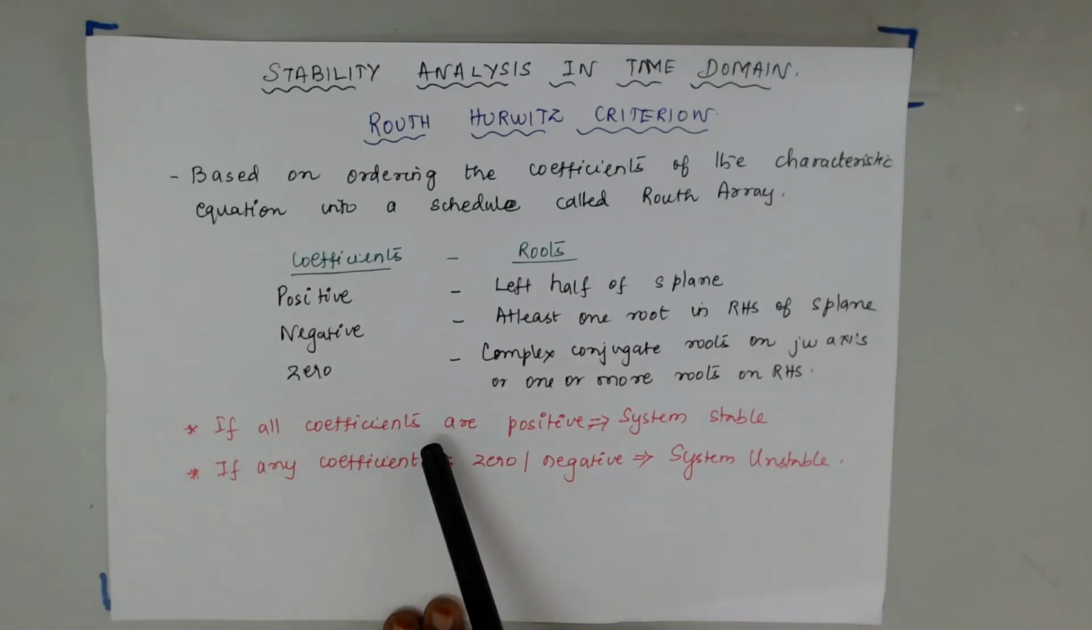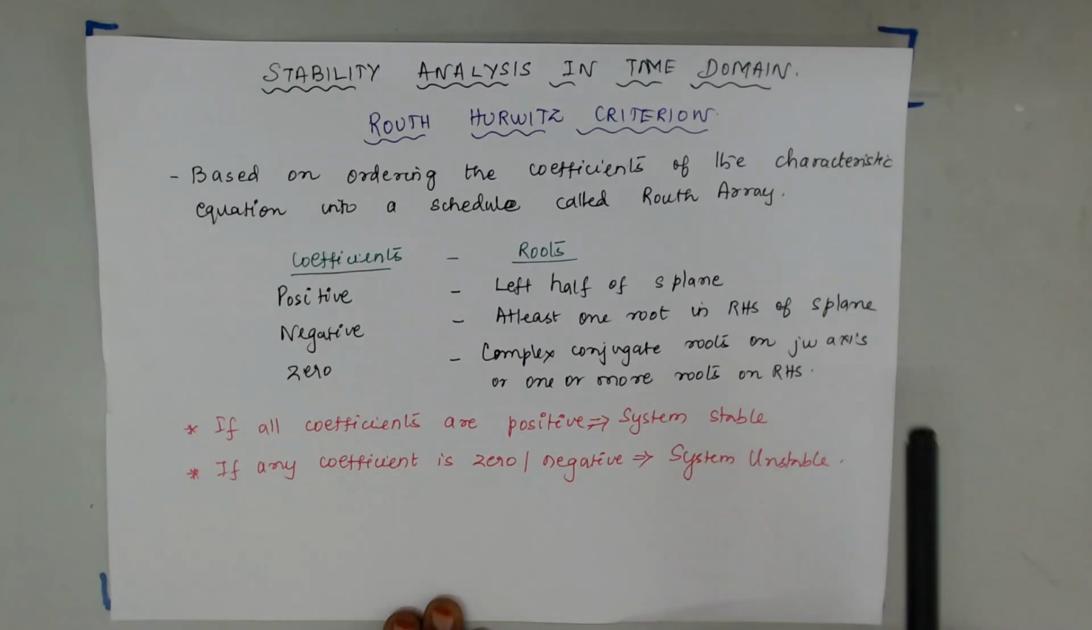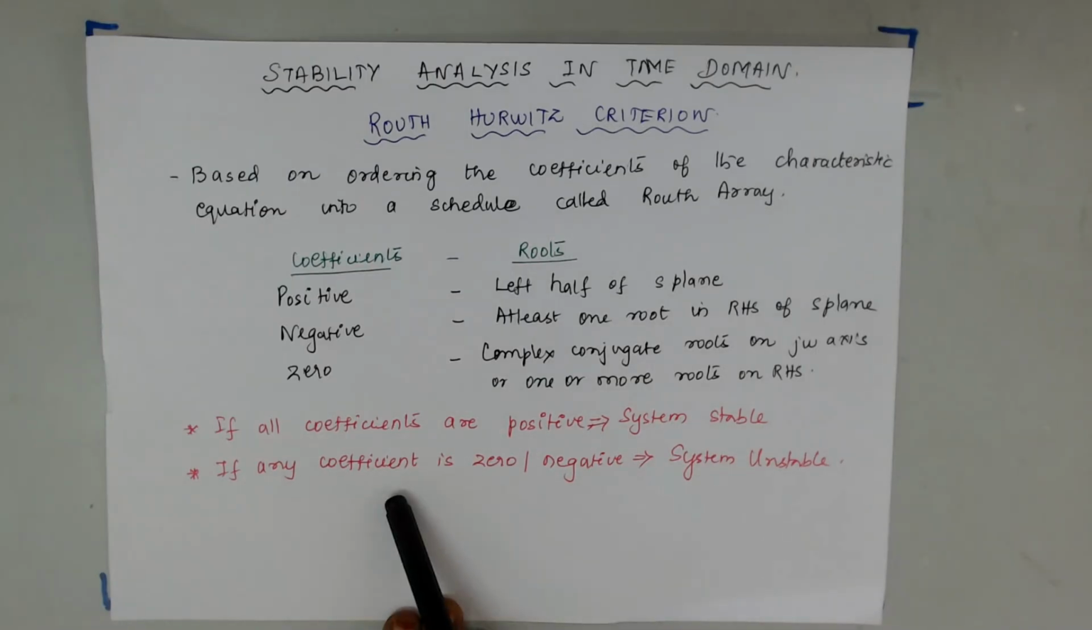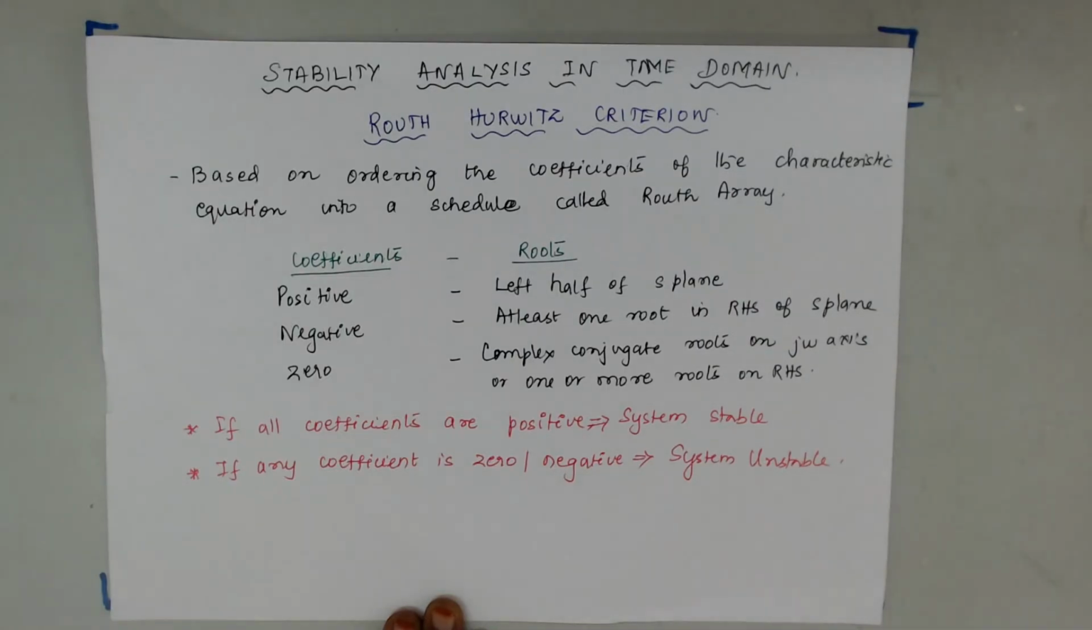So based on this coefficient analysis, we can conclude the system stability like this. If all the coefficients are positive, then we can say that the system is stable. If any of the coefficients is 0 or negative, then the system is unstable. So with this introduction of Routh array, we will now see how to construct the Routh array.